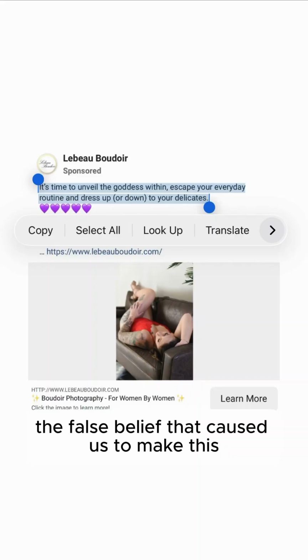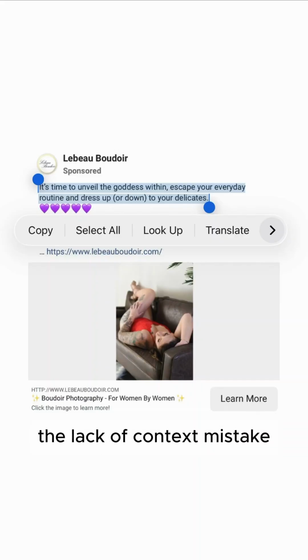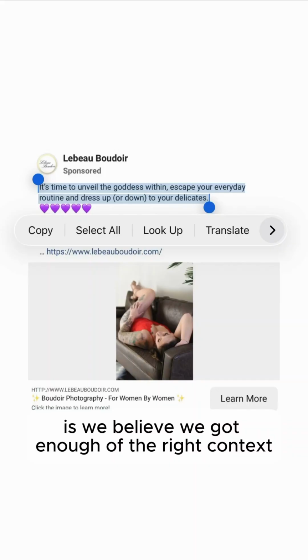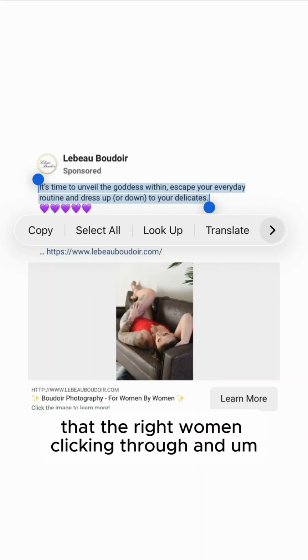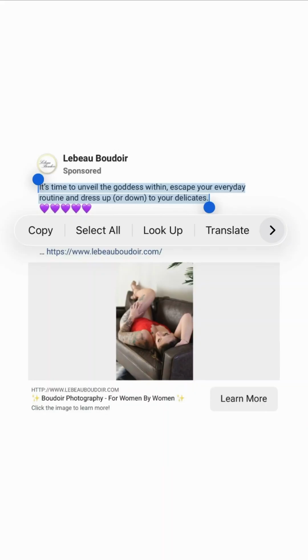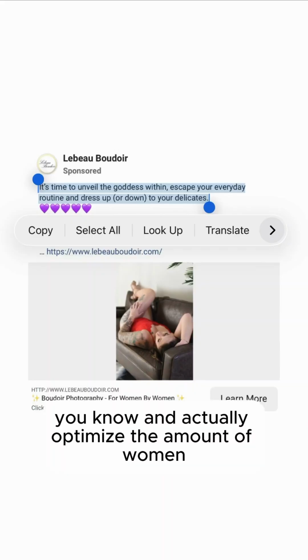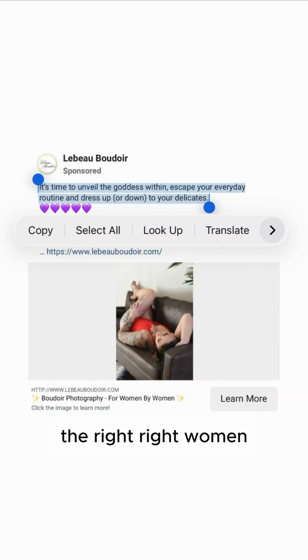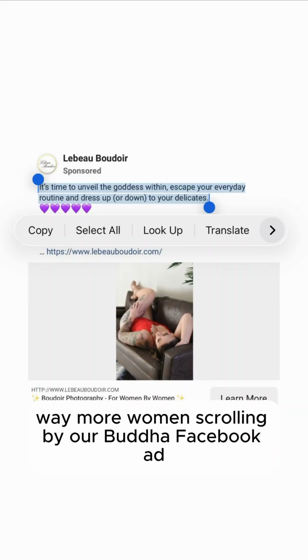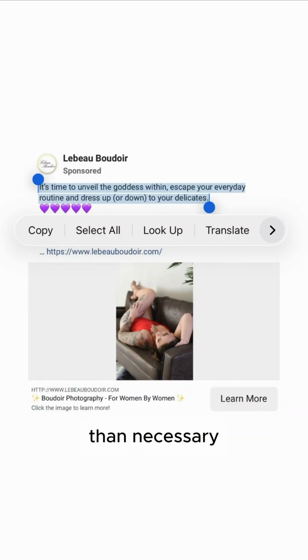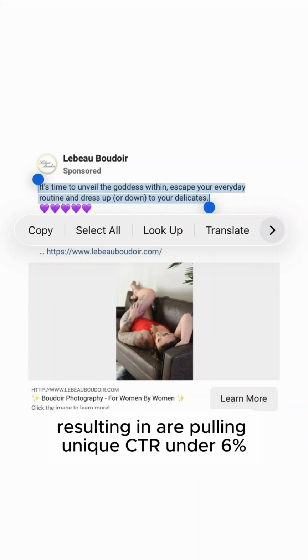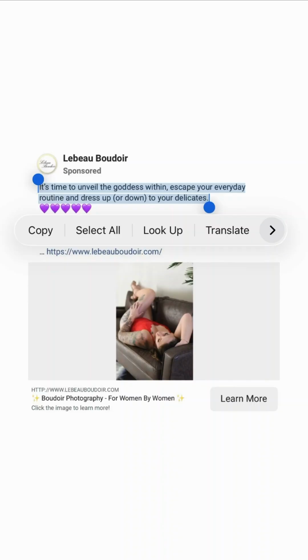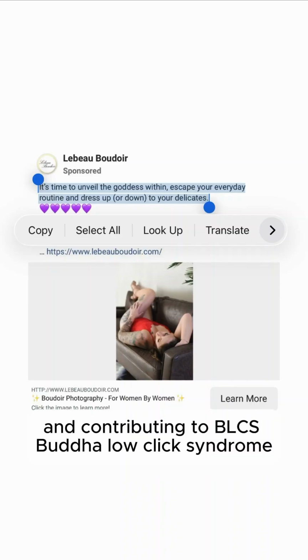The false belief that caused us to make this lack of context mistake is we believe we got enough of the right context that the right women clicking through, and actually optimize the amount of women clicking into our ad, clicking somewhere on our ad, the right women. So the consequence of this is way more women scrolling by our Boudoir Facebook ad than necessary, pulling unique CTR all under 6% and contributing to BLCS, Boudoir low click syndrome.